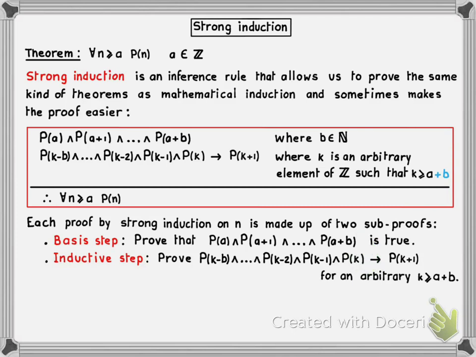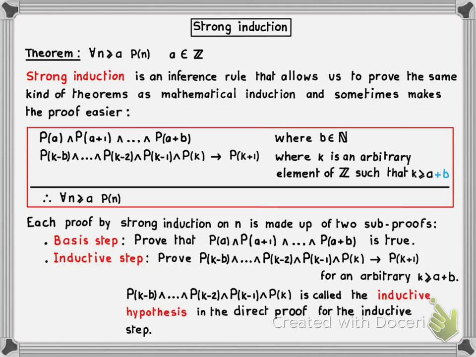So once you have chosen b, here is the hypothesis that you start the inductive step with, and again this hypothesis is called the inductive hypothesis. So in the inductive step, you start with the inductive hypothesis, which you assume to be true, and from that alone you must be able to prove P of k plus 1. Once you have proved both the basis step and the inductive step, then you have completed the proof of this theorem by strong induction on n.